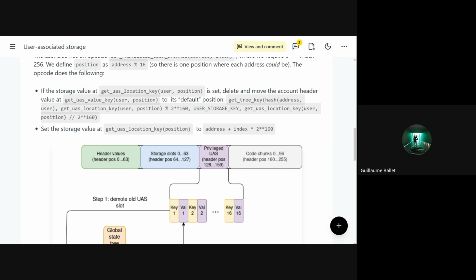Any other question? Would you say that the main benefit of this is just having an easier pathway toward state expiry, or is it just gas reduction? Like, what do you see as the main benefit?